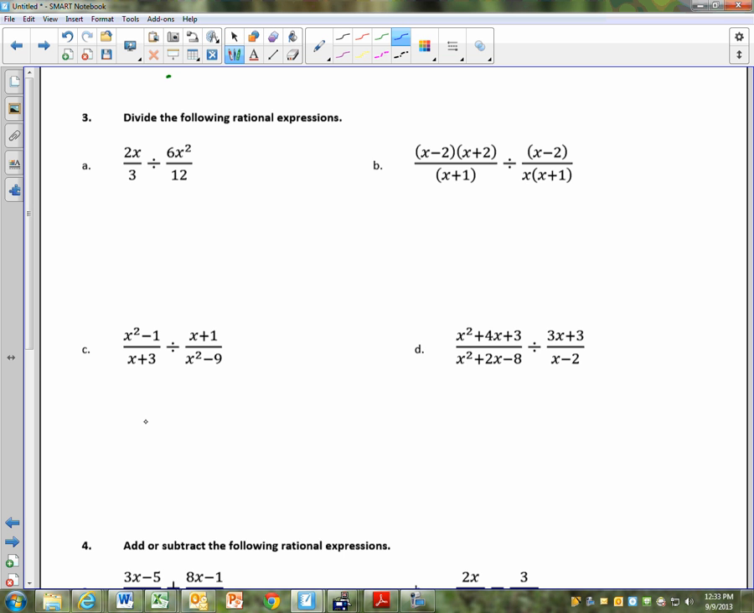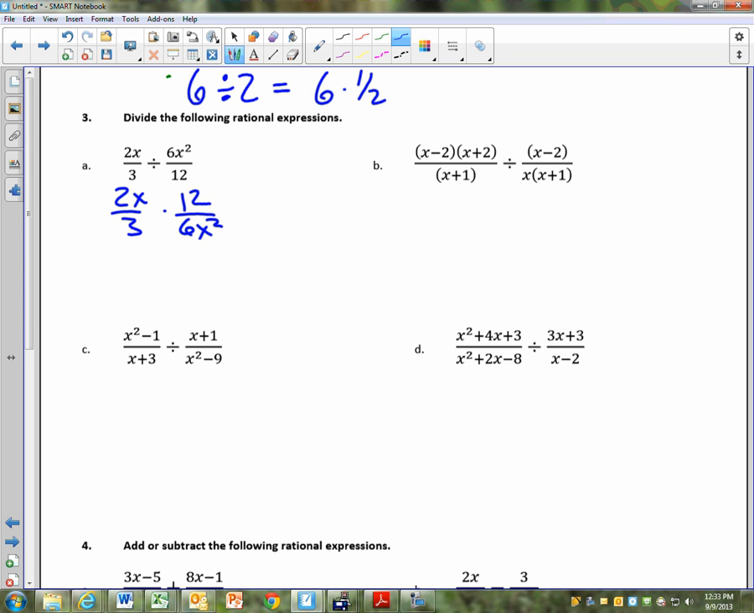When you divide, what must you do? 6 divided by 2 is the same thing as 6 times 1 over 2, right? So you can multiply by a reciprocal and maintain equality. All right? So that's what we're going to do here. We're going to take 2x over 3 and multiply it by 12 over 6x squared.